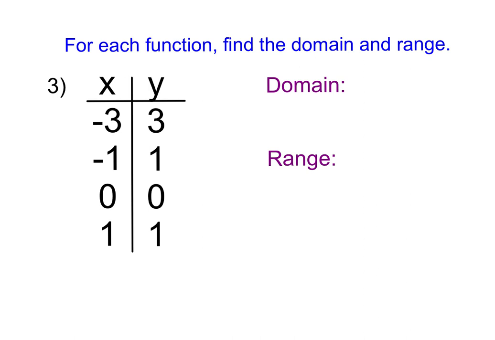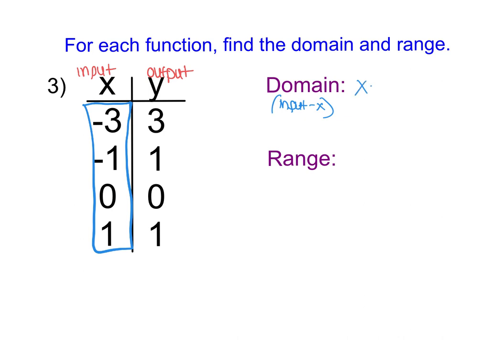So now if we take a look at this third example here, your x values, remember, represent your input values, and your y values represent your output values. So again, in a representation like this, it's just visually displayed for us. Our input values, which go along with our domain, are our x values that we see in the table. So we have all of our input values listed out right here. So all we need to do is list out all of our x values. So we have x equals -3, -1, 0, and 1.